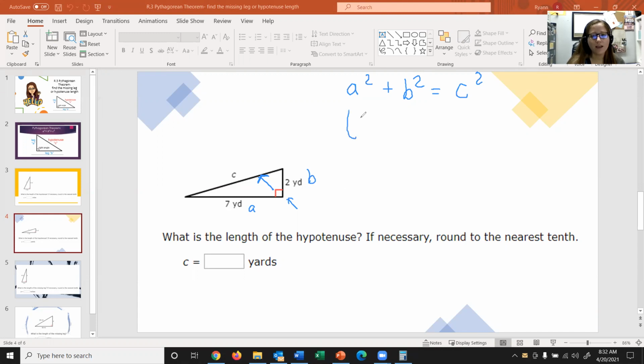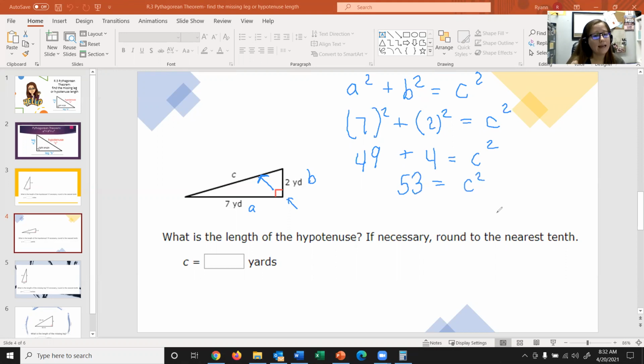So A squared is 7 squared plus 2 squared is equal to C squared, which we are not sure what it is just yet. That's what we're trying to figure out. 7 times 7, or 7 squared, is going to be 49. And then 2 squared, or 2 times 2, is going to give us 4, which is all equal to C squared. And then we have 49 plus 4, which is going to give us 53, is equal to C squared.